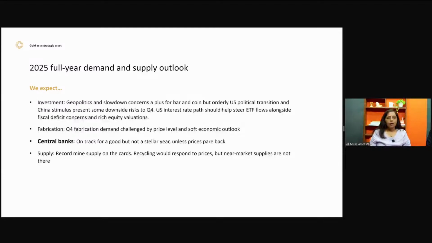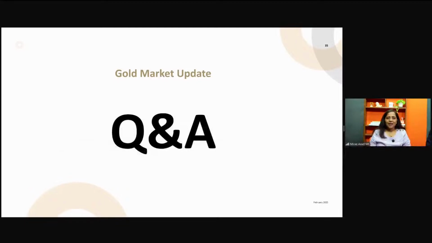Supply, which is through mines, is constant, but recycling would obviously respond to price, because what people do then is exchange old jewelry for new, and near-market supplies are not really there through additional mining. So that is the end of my short presentation, Pavitra, and we can take some questions.